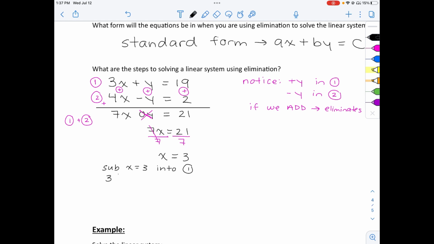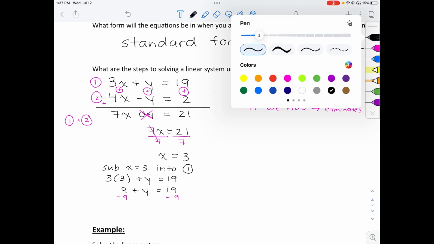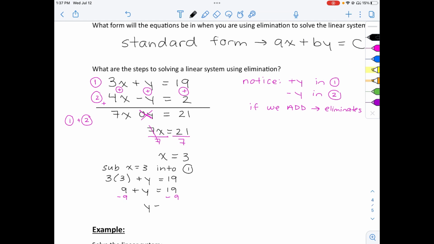So I'll have 3 multiplied by 3 plus y is equal to 19. And then I am just simplifying and isolating. So 9 plus y is equal to 19. I want y by itself, so I'm going to subtract 9 from both sides. And now I have y is equal to 10. And then I can just state my point of intersection, which is (3, 10).